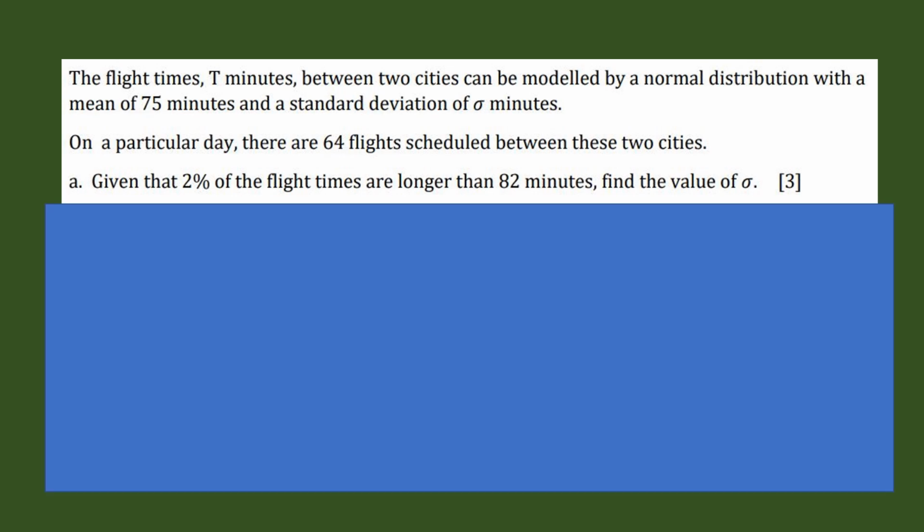Given that 2% of the flight times are longer than 82 minutes, find the value of the standard deviation. So what we can do here is to try to visualize the problem by drawing the normal curve where our mean is 75 and the score here is 82, and above that score is 2%. This is the area, or the probability, and you can convert this into a decimal.